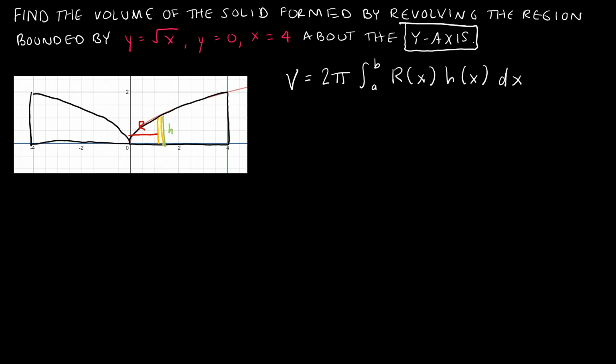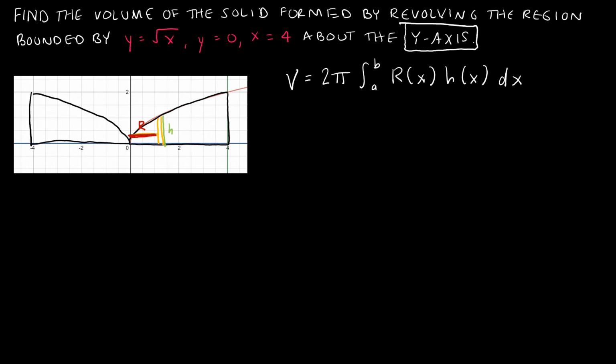So what I need to do is think about how could I determine the distance of r, the radius, and how could I determine the distance of h, or height. So looking at the r value, I should keep with red since I started with red.